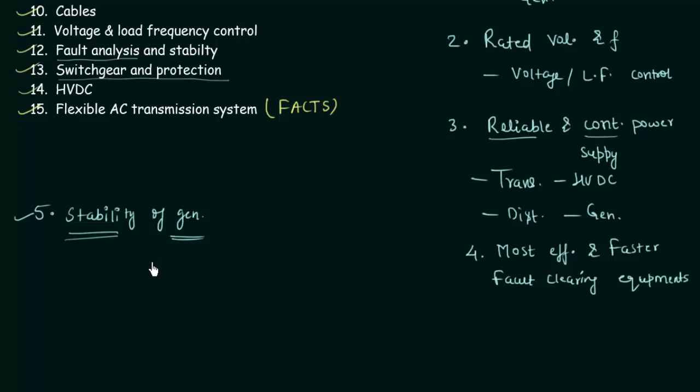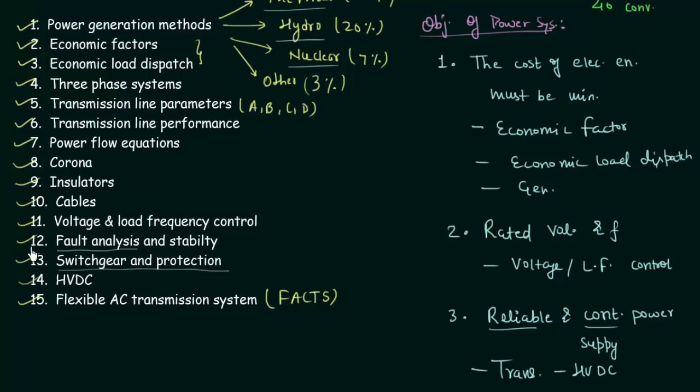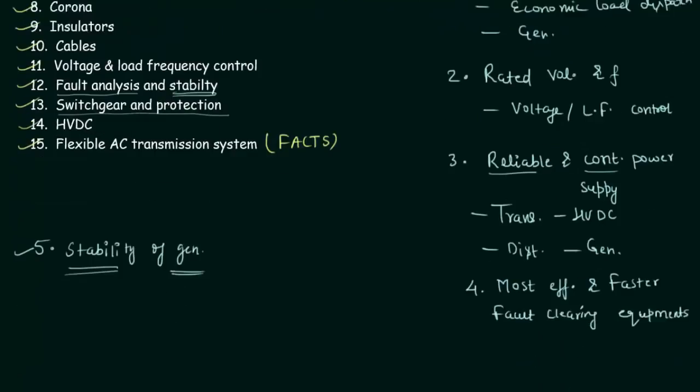And if there is a fault more than 400 or 500 kilometers away from the generating station, and then also the generator is losing the synchronism, it is not good. So for longer and shorter distance faults, the generator must be stable, and for this we will study stability. In the syllabus you can see the 12th point, we have stability here, so we will study stability.